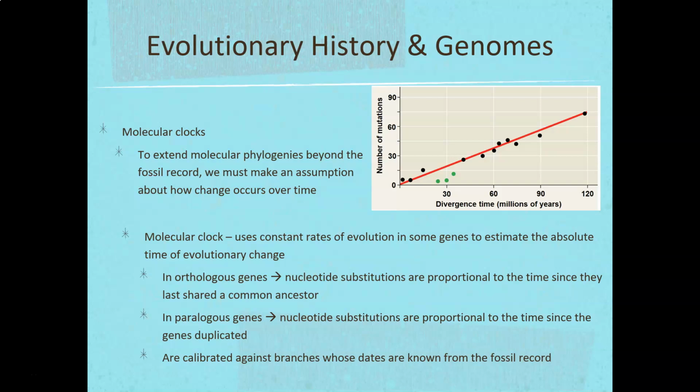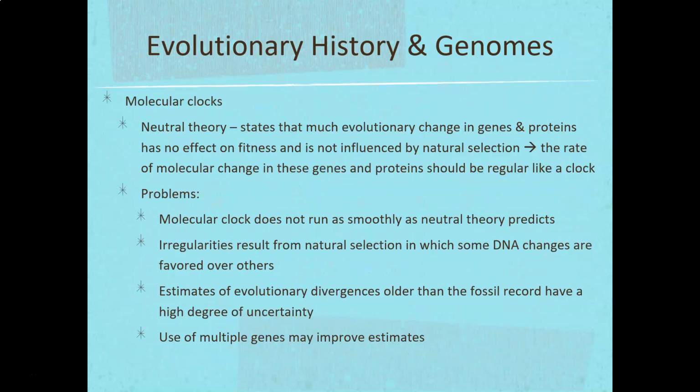So this is just one piece of the puzzle. There are definitely problems with it. They don't always run smoothly as this neutral theory predicts. And neutral theory just states that much of the evolutionary change in genes and proteins would have no effect on fitness and not be influenced by natural selection. So that would assume then, if we say that that's true, that those molecular changes in genes and proteins would be regular, kind of like what we would expect from a clock.